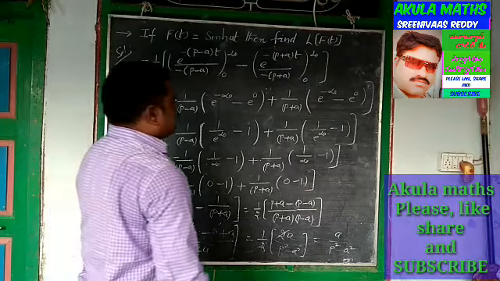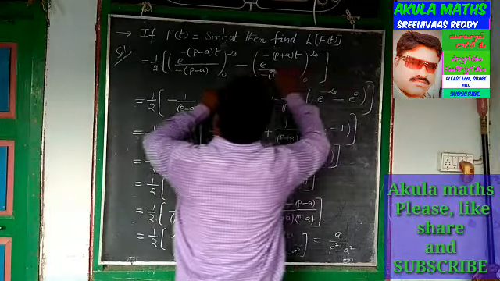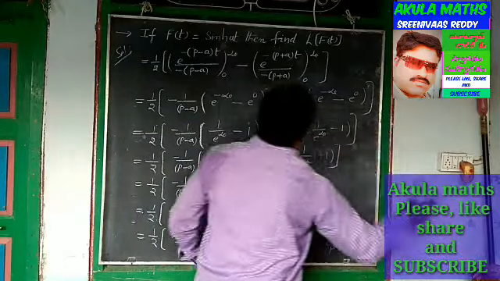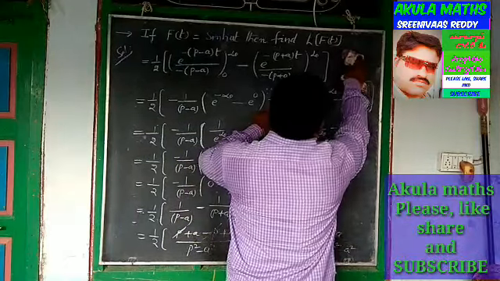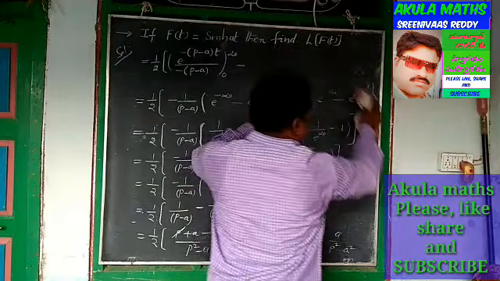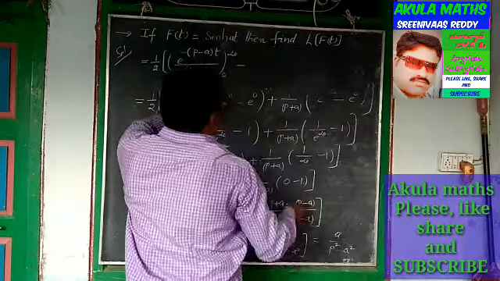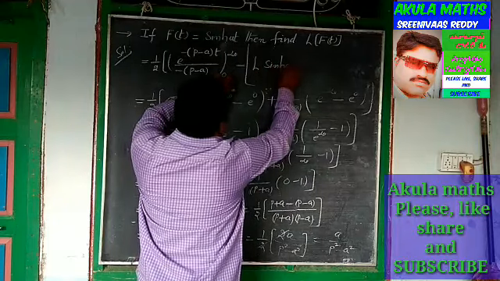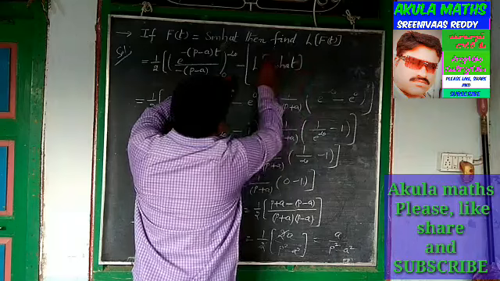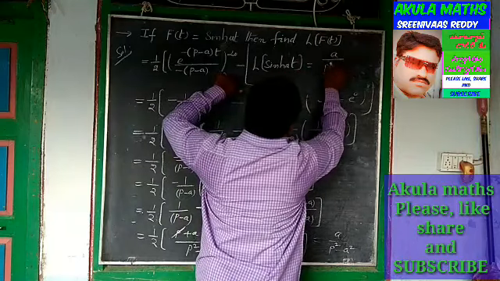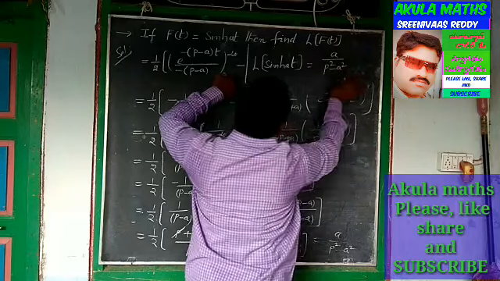Therefore, Laplace of sin hat is equal to a by p square minus a square.